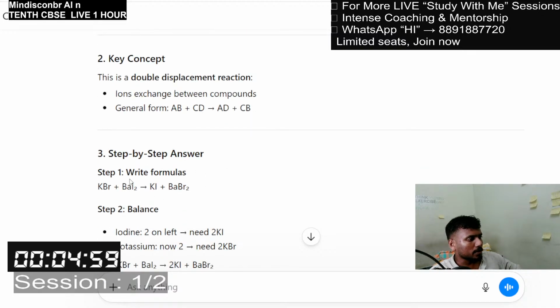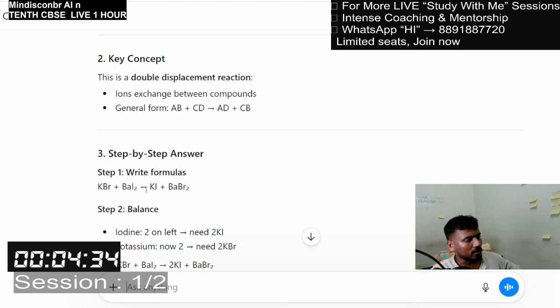Step by step answer. First we write the formulas: KBr plus BaI2 gives KI plus BaBr2. First we see the potassium: the number of potassium atoms on the left side is equal to the right side, and barium is also the same. Coming to iodine, here 2 iodine atoms are there, but here only 1 iodine atom, so we need to make it equal.